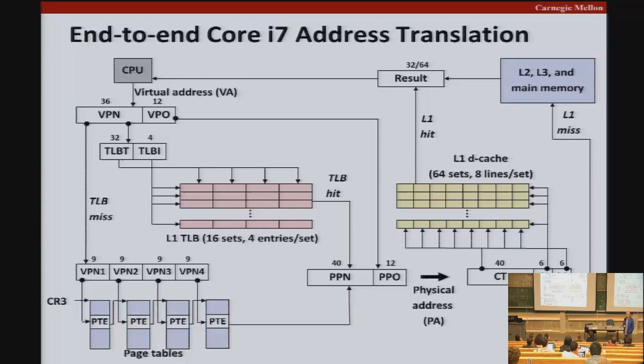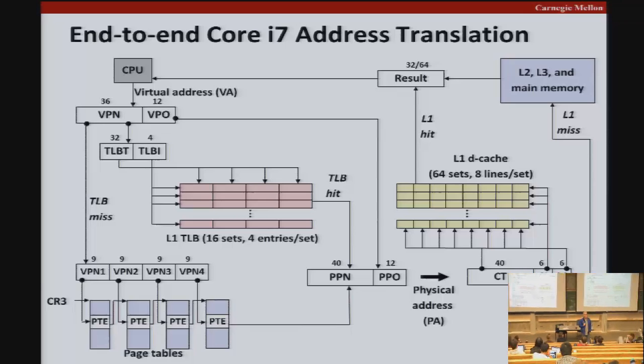This should be a simple math question. Yes? 4 kilobytes? Yeah, 4K. Why? There's 2 to the 9 entries. Each entry is 2 to the 3 bytes. 2 to the 9 plus 3 is 2 to the 12, which is 4096. What's the size of my page? Also 4096. Hey, magic. Okay?